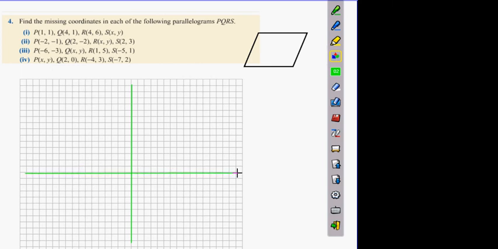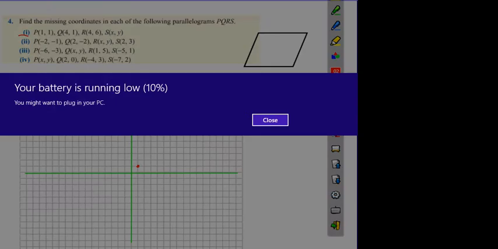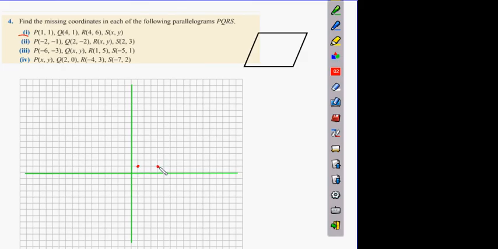And then once we have our XY axis done, we're going to look at part 1. It's the point 1, 1, which is here. The point 4, 1, which is here. The point 4, 6, which is going to be here. And the point X, Y.